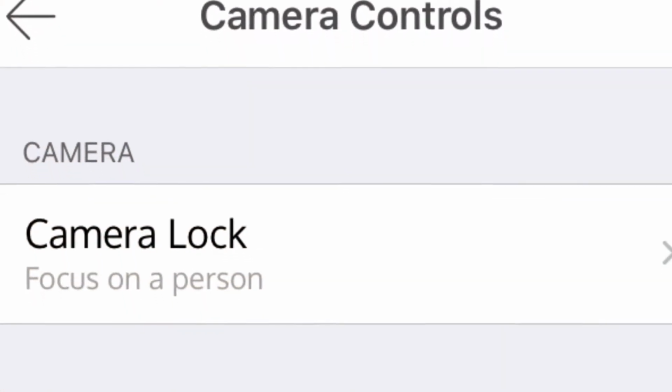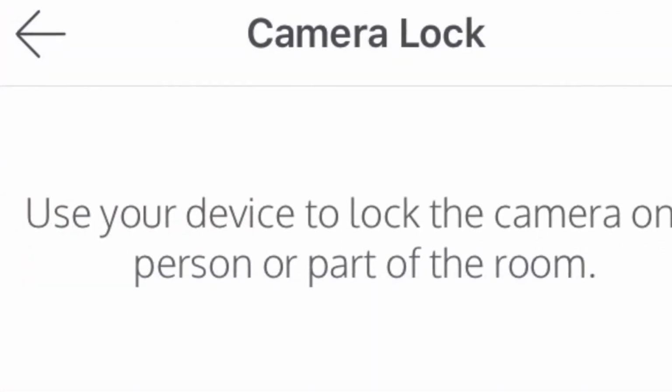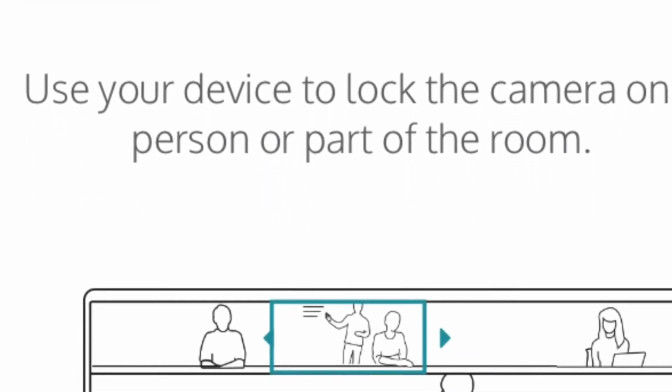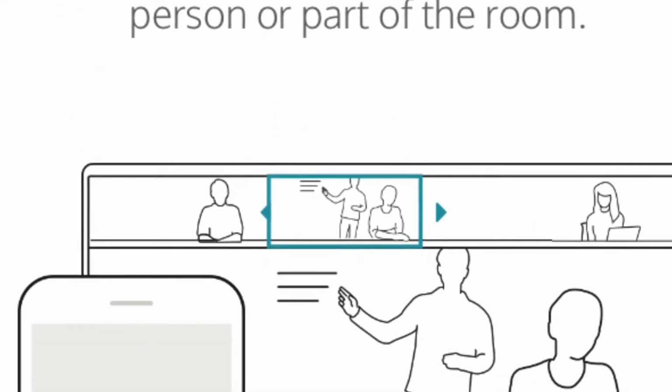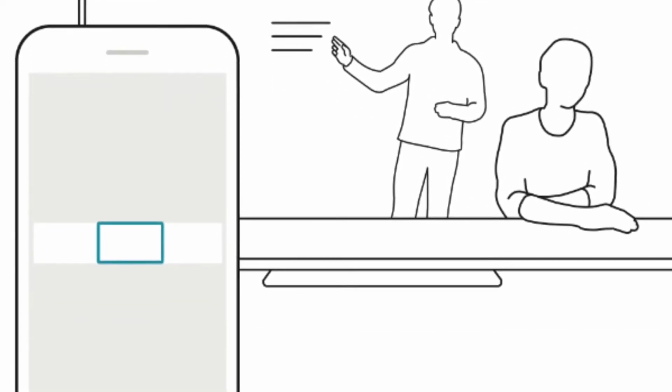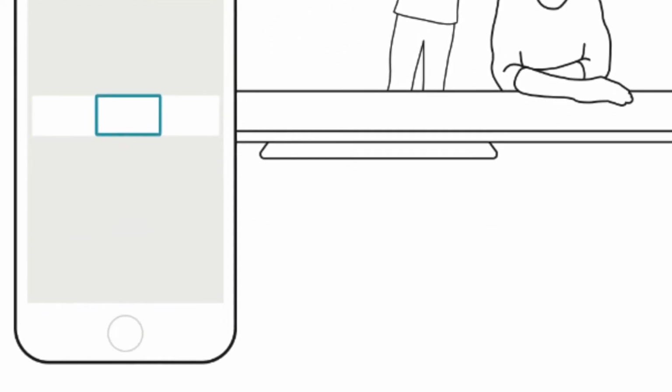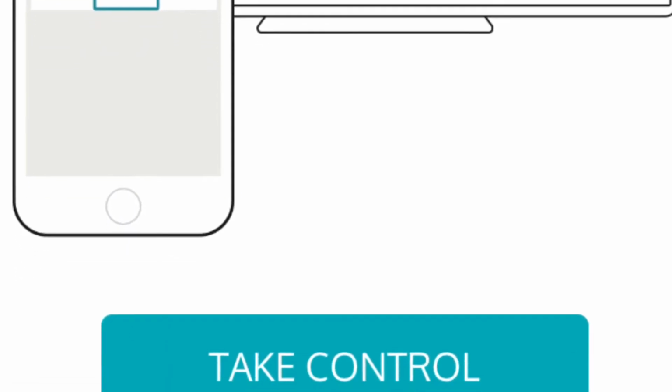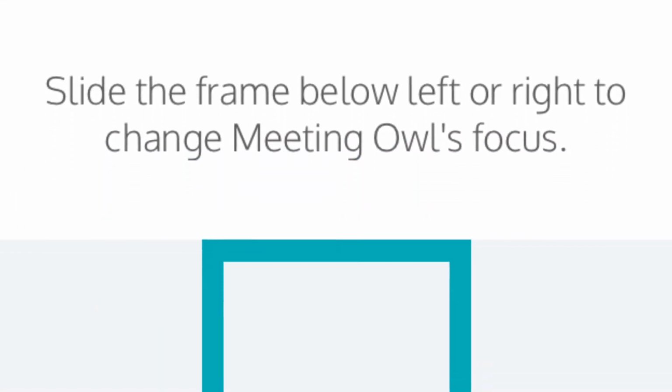Then you go back into your app and select Camera Lock, and it'll take you to this screen here. And once you click the prompt at the bottom, take control, you'll be able to move that rectangle back and forth to lock in on a section of your panoramic view. So again, you hit take control and it takes you to here where you can slide that rectangle back and forth along your panoramic view, and it'll stay here until you click reset.